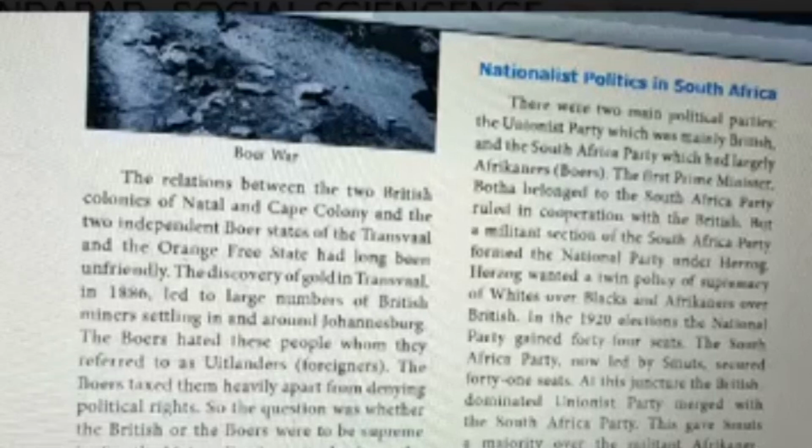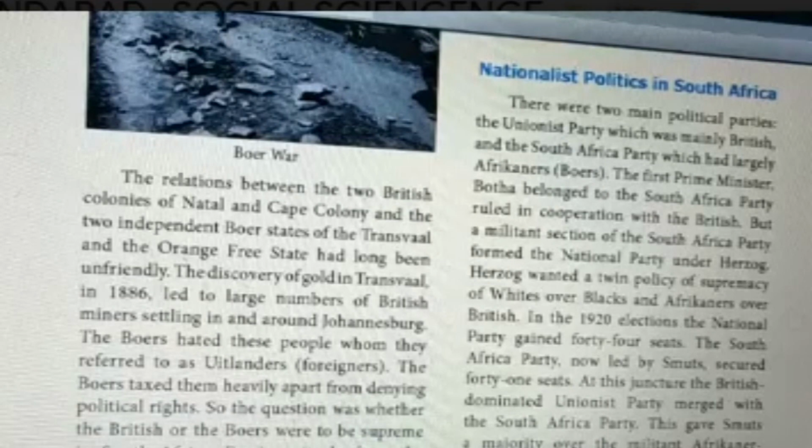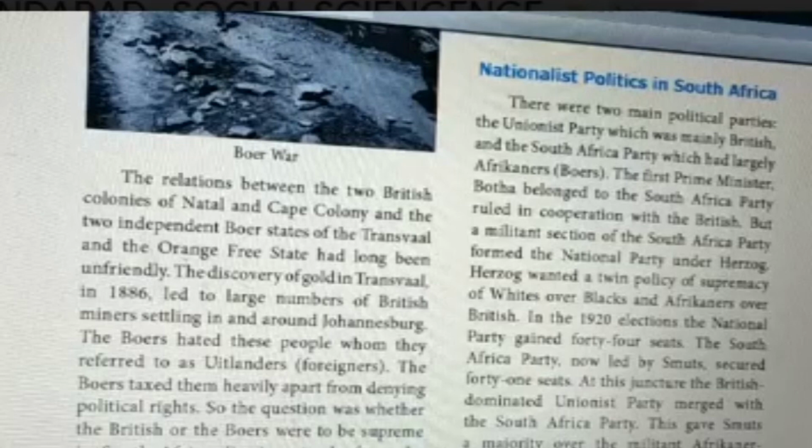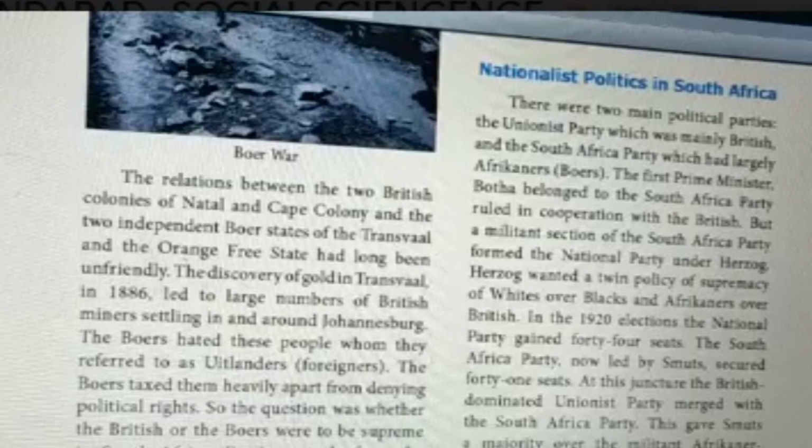The first South African Party Prime Minister was Louis Botha, but he would cooperate with the British. Once they saw this cooperation, a militant group from the South African Party came out and formed a new party. It is called the National Party, which was headed by Hertzog.